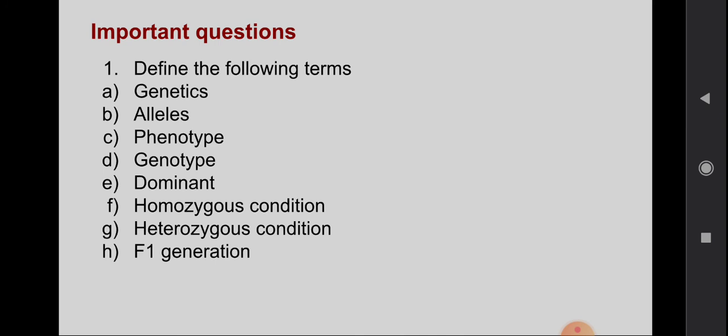So for today, terminologies are enough. Next class you'll be studying the laws, like the law of dominance, and in the same way the monohybrid cross and dihybrid cross. You have to remember these terminologies properly. Only then will the whole chapter be understood. Otherwise, you'll get confused. Okay, thank you.